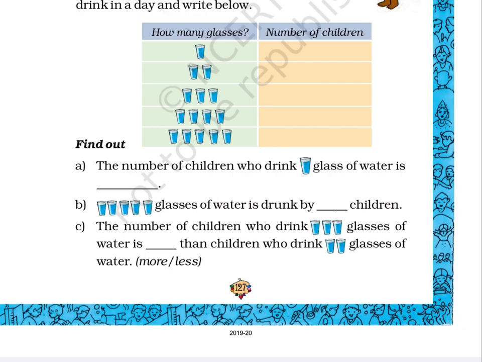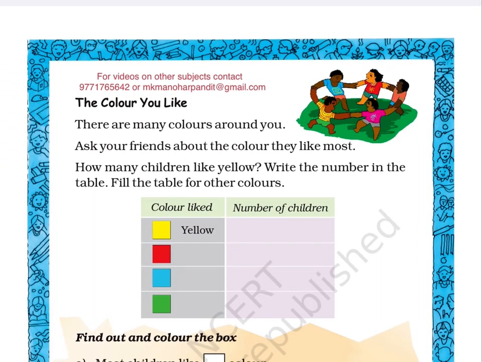Page 128. The color you like. There are many colors around you. Picture 1 on the right side shows 5 children wearing different colored clothes, forming a circle by holding hands.